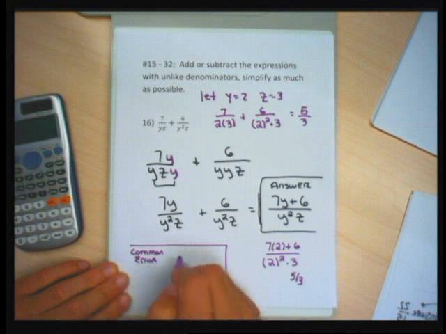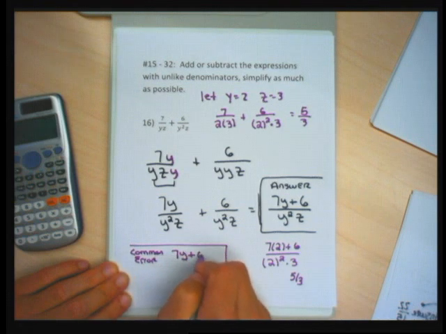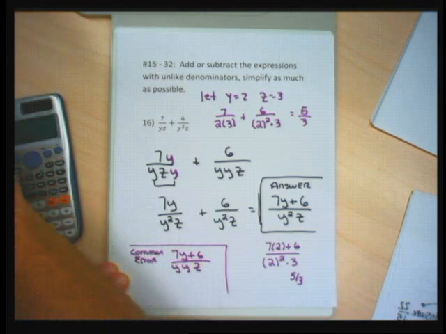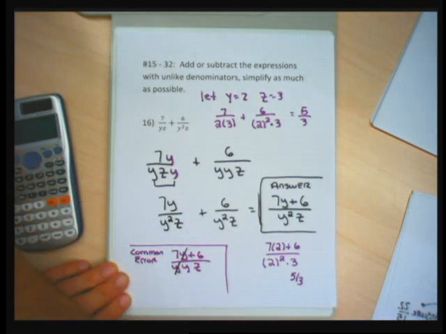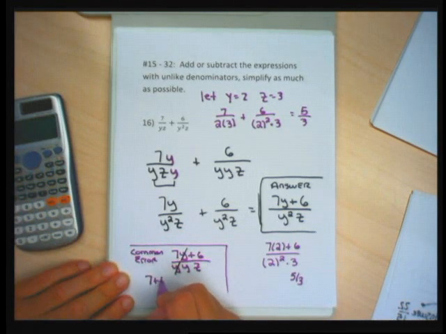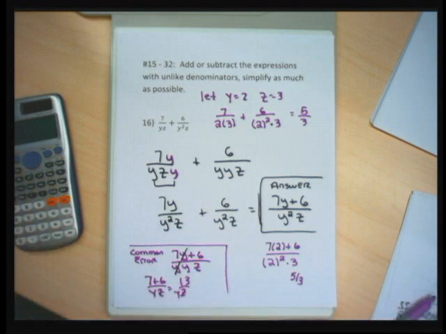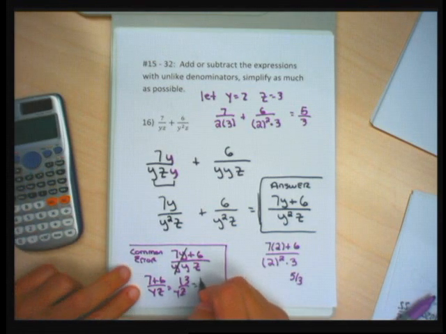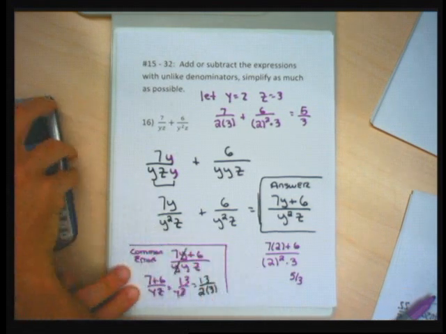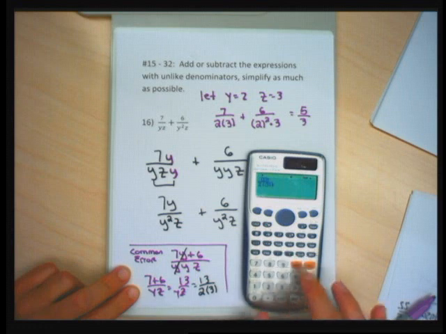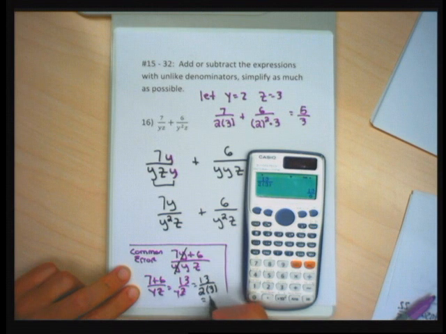Not all fractions are reducible. If in this problem you had expanded the denominator, canceled out a y, and wrote this as 7 plus 6 over yz, or 13 over yz, and then plugged in 2 for y and 3 for z, you'd get 13 over 2 times 3. If I did that, I'd get 13 over 6.